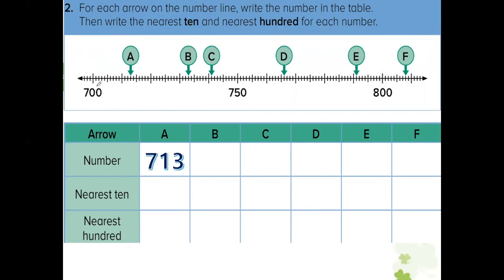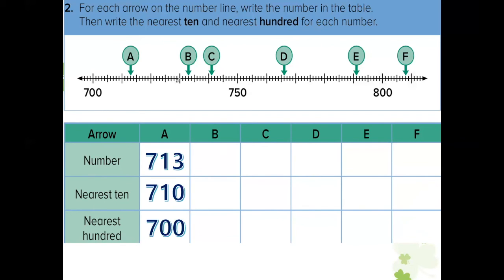So it is 713. So 713, we have here 1 and 3. So it becomes 710. And for the nearest 100, you have here the number beside 700, it's 1. So we're not going to count this up but down. So it becomes 700.